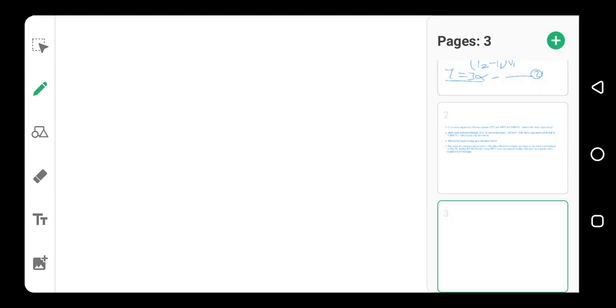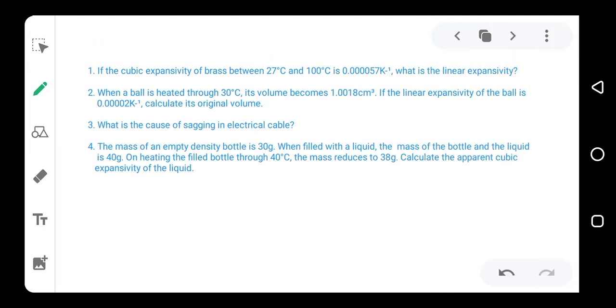The quiz number 1: if the cubic expansivity of brass between 27 degrees Celsius and 100 degrees Celsius is 5.7 times 10 raised to the power minus 5 per Kelvin, what is the linear expansivity of the brass? This is a WAEC question, 1998. Now what we do here is this.